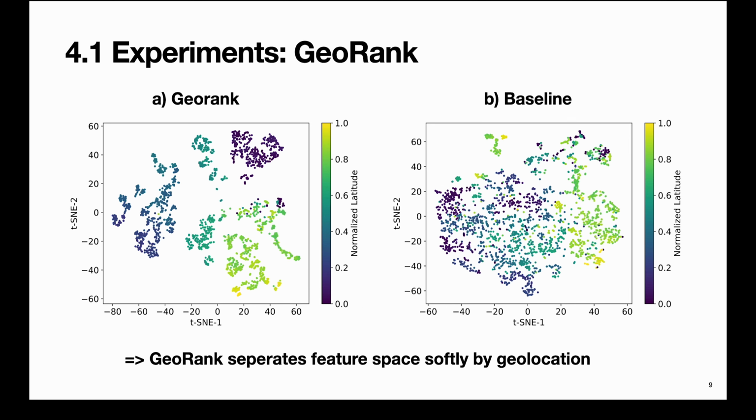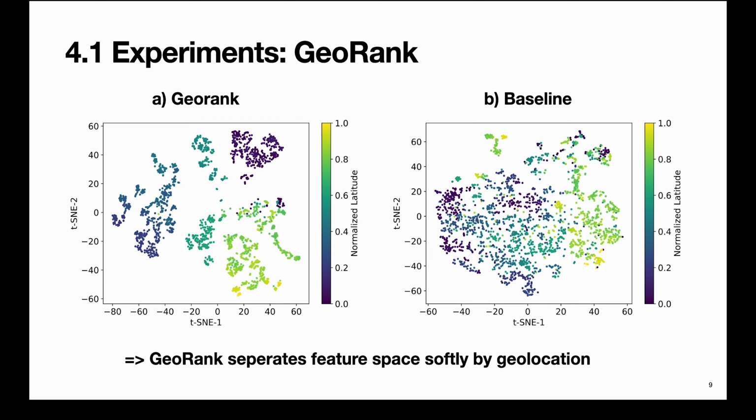We also qualitatively test whether GeoRank behaves as intended. To do this, we visualize t-SNE projections of the penultimate layer colored by latitude and compare GeoRank to the WACV2 baseline. As you can see, GeoRank induces a smooth spatial ordering, whereas the baseline shows no clear geographical structure.